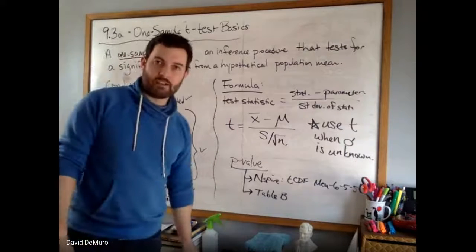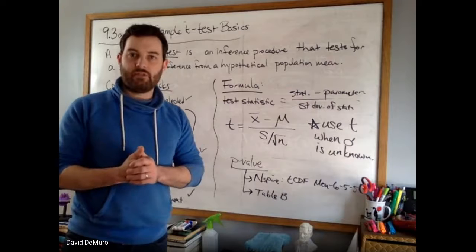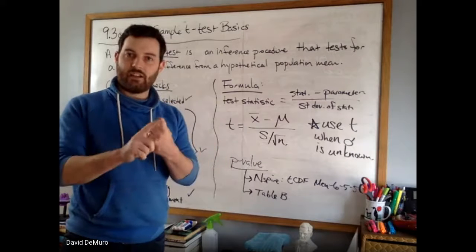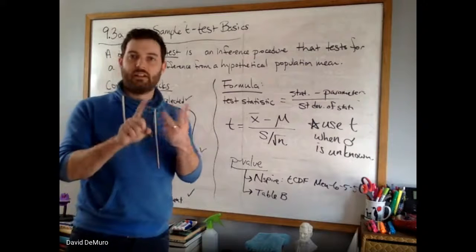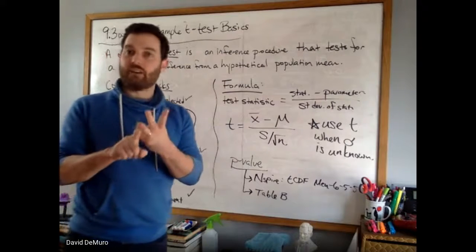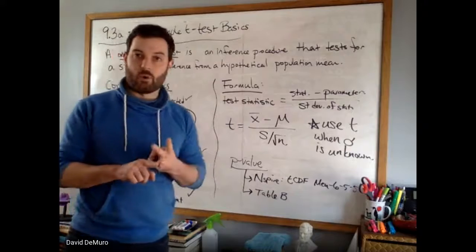So let's take a look at an example of where a t-test might be used, checking the conditions to see that they're met, calculating the t-score test statistic, and then calculating the p-value, either from the Inspire or on the table.